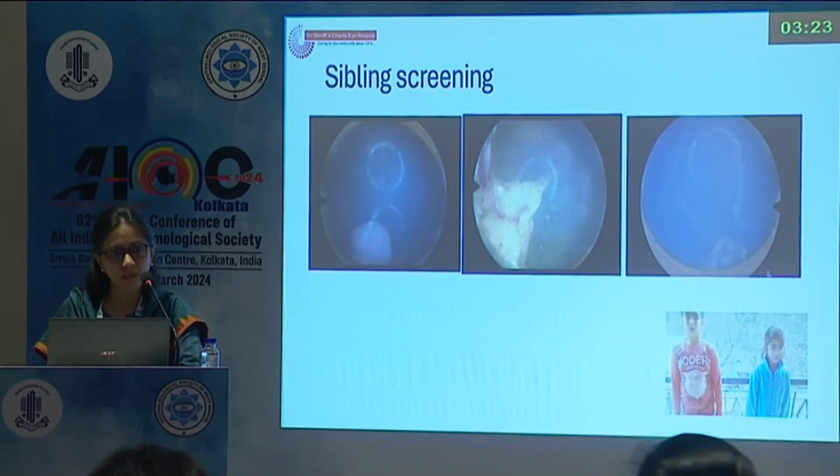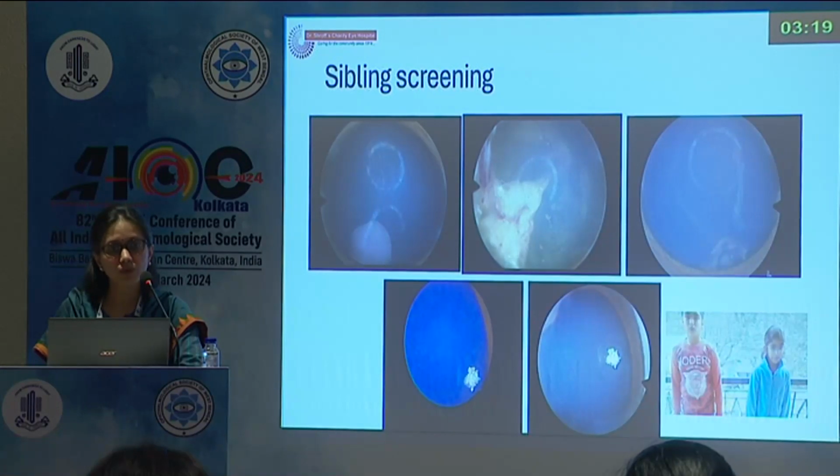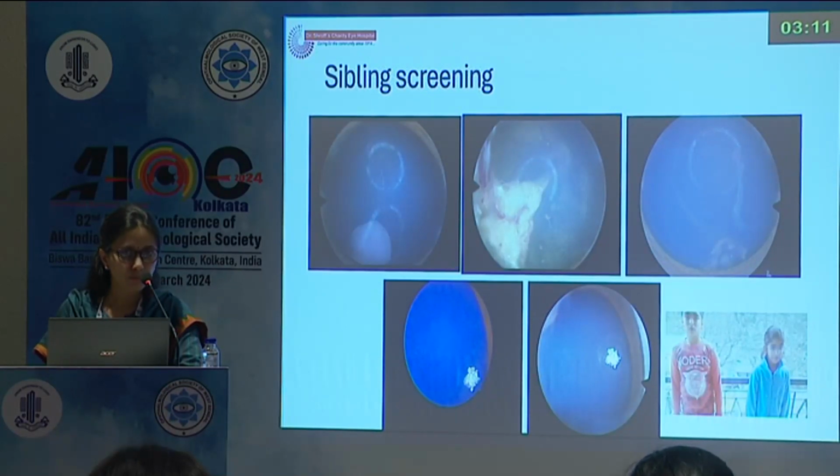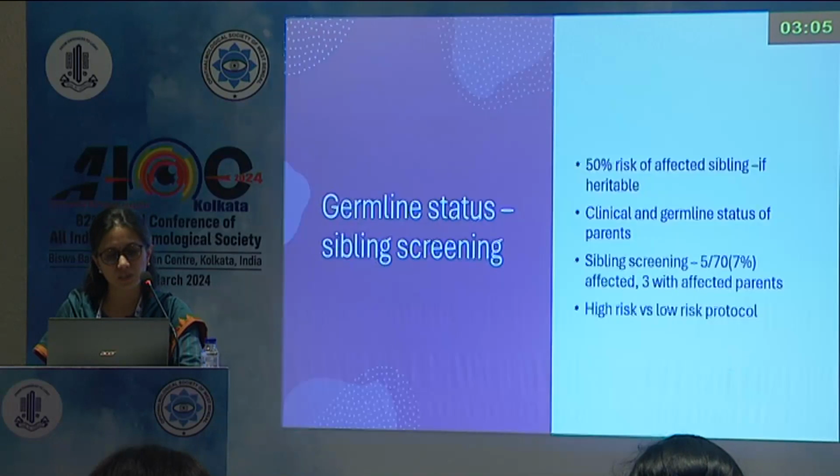But this child, the index case, had a bilateral RB, one eye was bad, could not be salvaged. But as part of the routine sibling screening, we looked at the fundus of the elder brother also. Surprisingly, there was another tumor, partially regressed. It could be a retinoma, we don't know, but some area looked active. We started doing laser for this child, and these are the pictures after the laser where the calcification has happened.